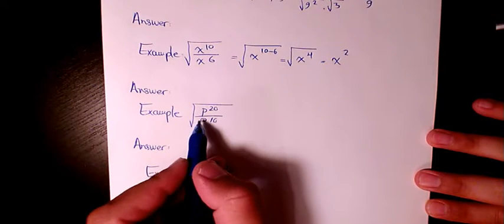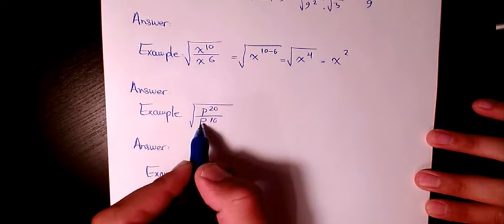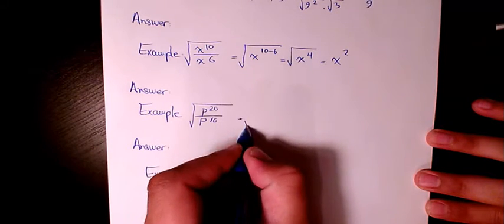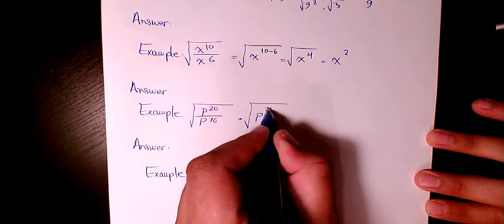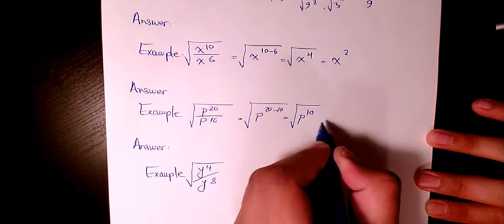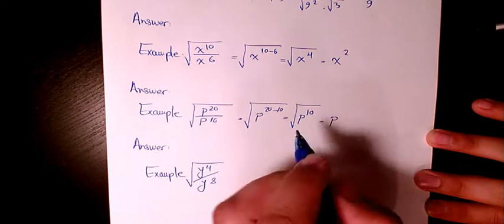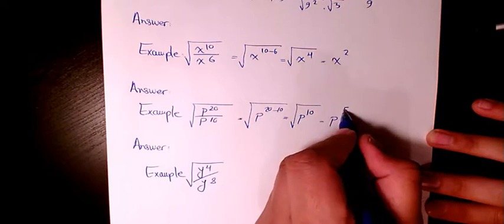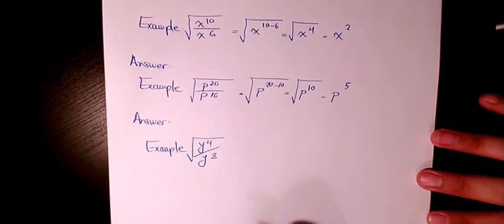Next one, square root of p to the power of 20 divided by p to the power of 10, which is going to be p to the power of 20 minus 10, which is the square root of p to the power of 10, which will have p to the power of 10 divided by 2, and it's going to be p to the power of 5.